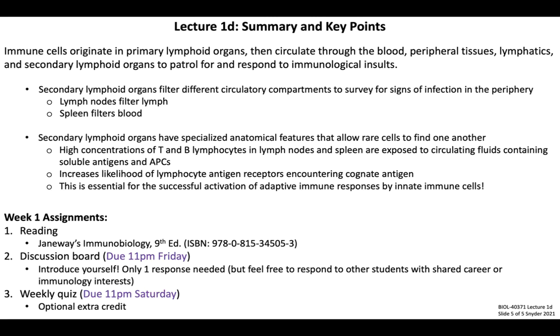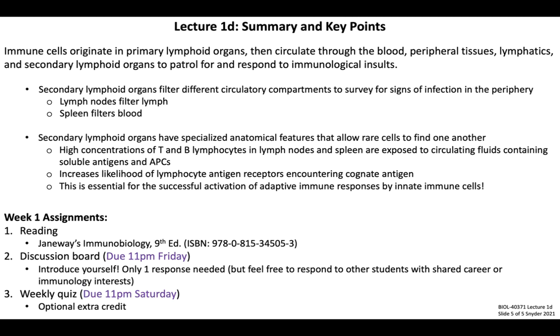In summary, today we've learned that immune cells originate in primary lymphoid organs from various leukocyte progenitor populations, and that these cells then circulate throughout the blood, peripheral tissues, and secondary lymphoid organs to patrol for and respond to immunological insults such as infection. We've learned that secondary lymphoid organs filter distinct circulatory compartments, so lymph nodes filter lymph while the spleen filters blood, in an effort to survey for signs of infection in peripheral tissues. We've also discussed how secondary lymphoid organs possess specialized anatomical features that allow rare cells to find each other.